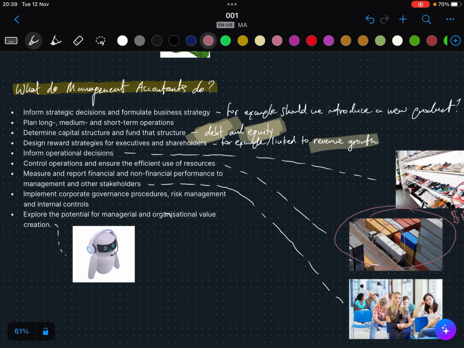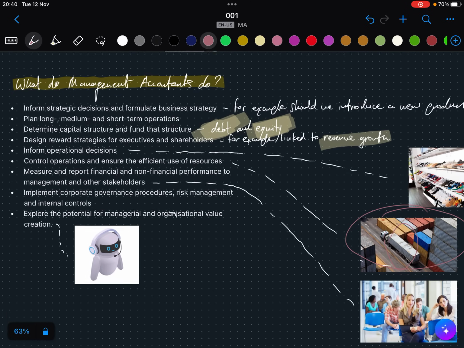Then we have measuring and reporting financial and non-financial performance to management and other stakeholders. Well, if we think of a hospital, a management accountant working there could monitor patient wait times, cost per patient, and employee turnover. Then with that data, they could create a monthly report for the executives, highlighting issues, and eventually that could lead to changes being made in the organization that would improve the patient care quality and ultimately make for a more profitable business.